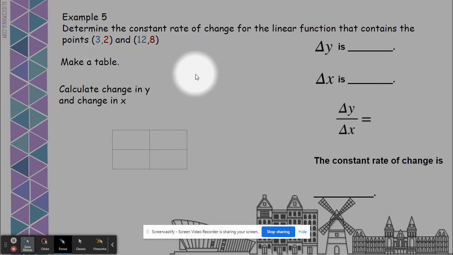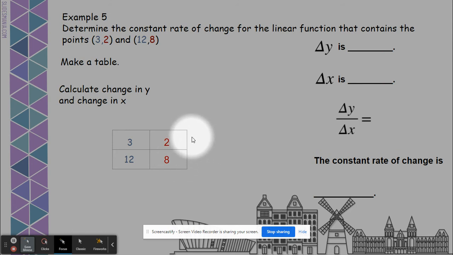So I'm going to make my table. I'm going to use 3 and 2 and 12 and 8. Now you notice that the x values are always in the x column and the y values are always in the y column. And then I'm going to do what we did on all those table examples. I'm going to find the change in y, which will be 8 minus 2.